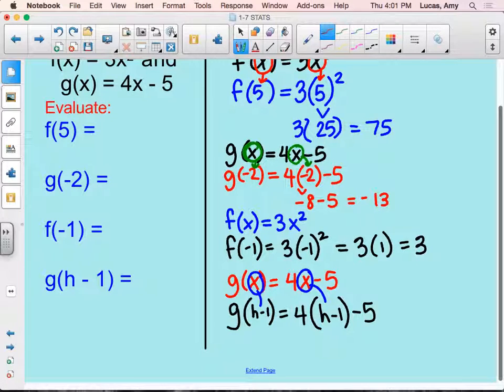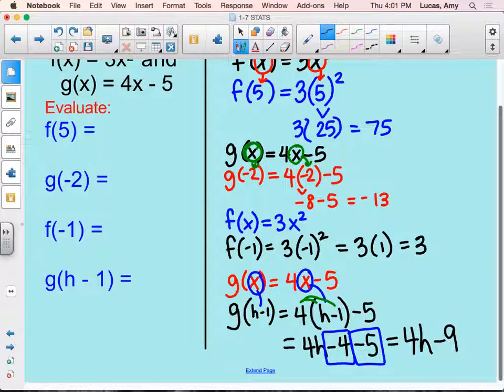That's important because you should remember that we need to distribute this 4 over here. So it would be 4 times h, or 4h, minus 4 times 1, which is 4. Then I've also got my minus 5 on the end, so 4h minus 4 minus 5, well, like terms can be put together. Negative 4 combined with negative 5 gives me 4h minus 9 for my final answer. Because there was still a variable in the part being substituted in, I still have a variable in my answer this time.